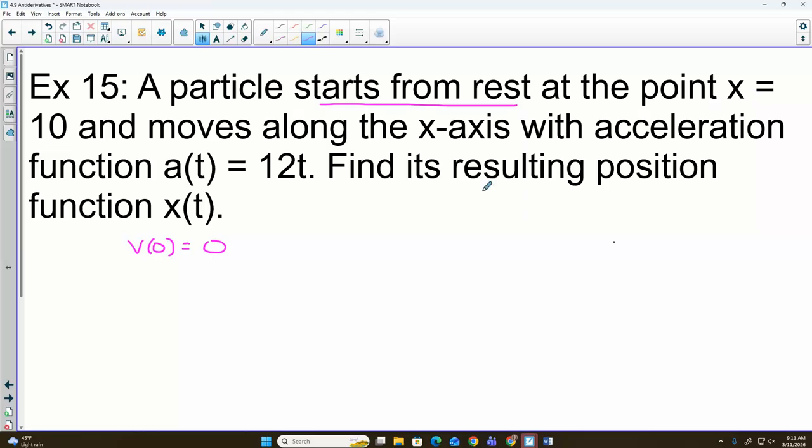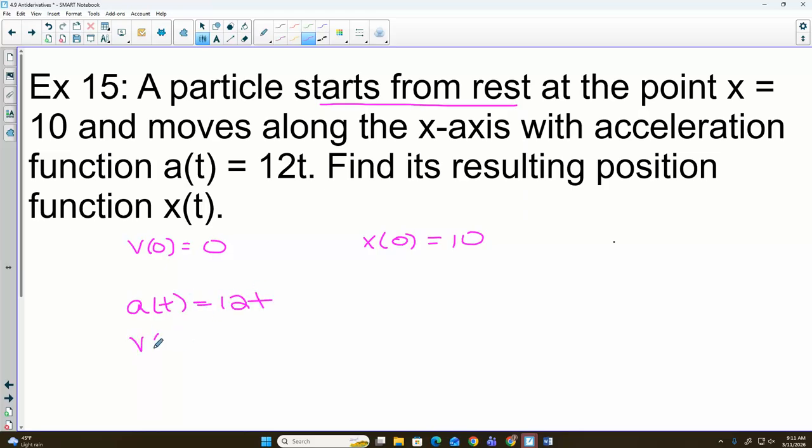At the point x equals 10, so that's our beginning position. In this, we're using x for the position label. That's just what the problem told us. Our time is t. So at time 0, my position was 10. All right, I know my acceleration.